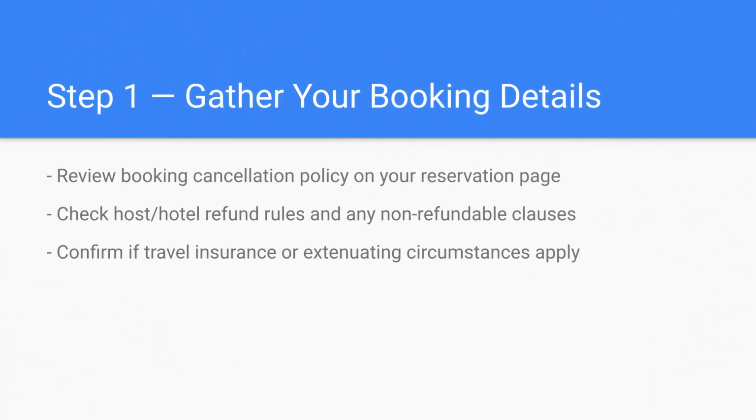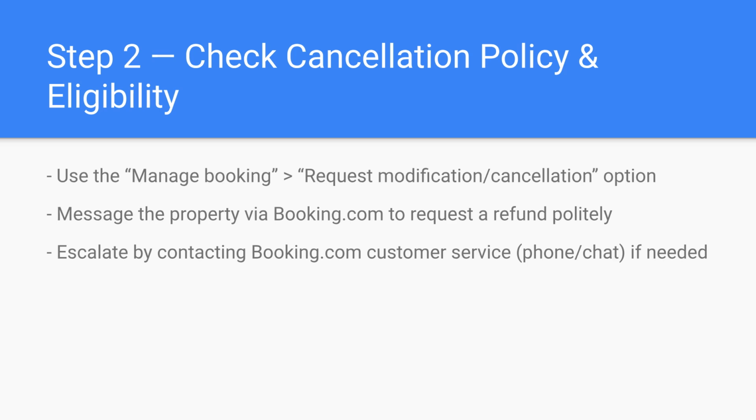Step 1 is to gather your booking details. Review the booking cancellation policy on your reservation page. Check the host or hotel refund rules, and note any non-refundable clauses. Also, confirm if travel insurance or extenuating circumstances apply to your situation. Step 2 is to check the cancellation policy and eligibility.